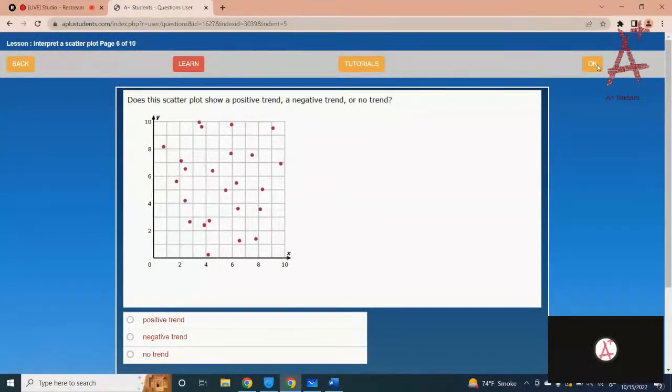Okay, just look at this. Does the scatter plot show a positive trend, a negative trend, or no trend? Here you have no trend. Got it? Because sometimes y is increasing and sometimes it is decreasing as x increases, so it is no trend.